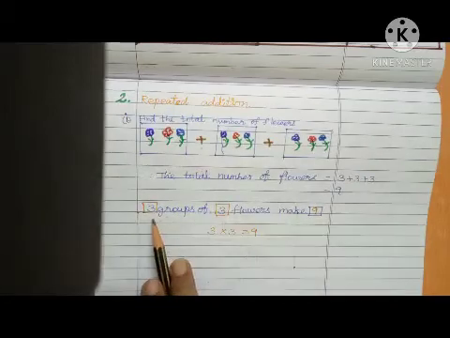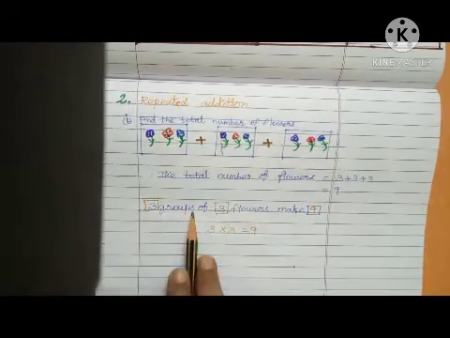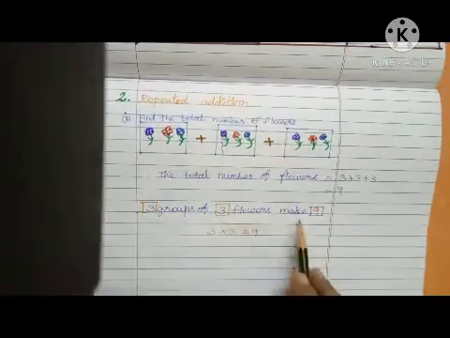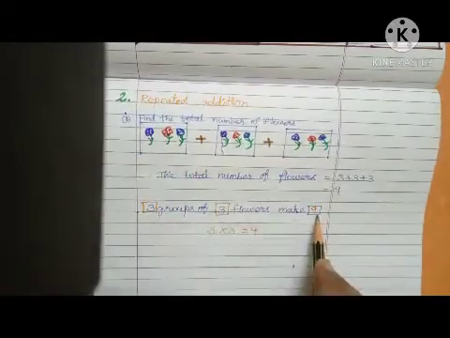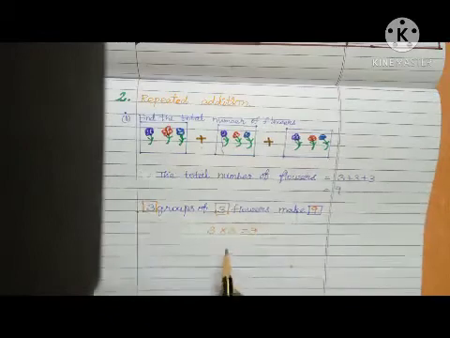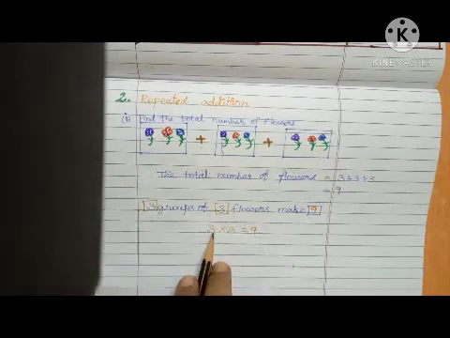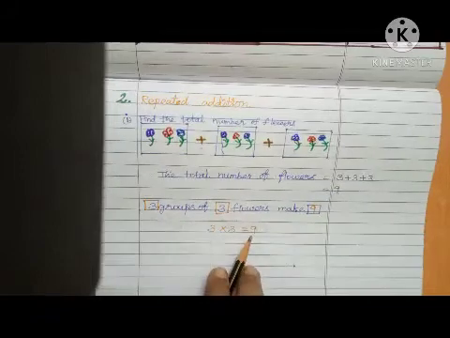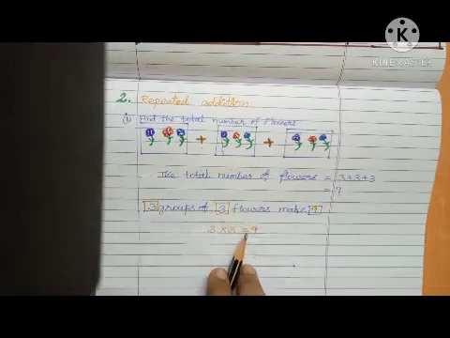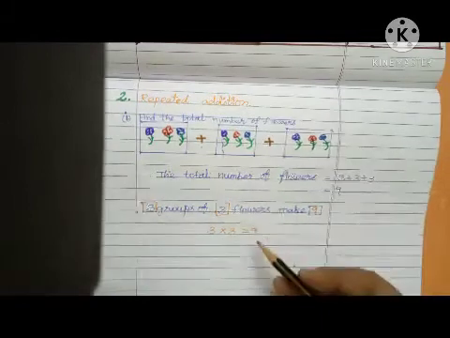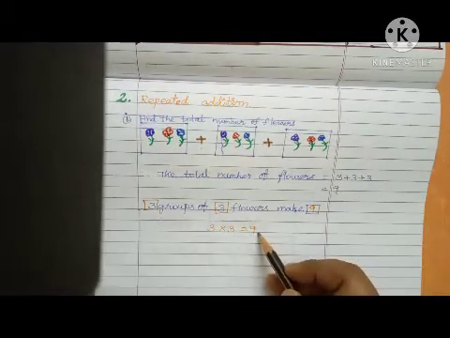So how to write this one? 3 groups. Each group has 3 flowers. Makes a total of 9 flowers. So this is the writing method of multiplication. Fact: 3 3s are 9. Okay. This one is written as the fact. This one is the addition fact. This one is the multiplication fact. Okay children.